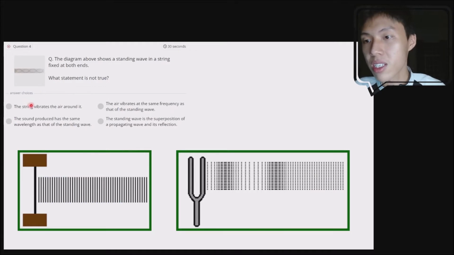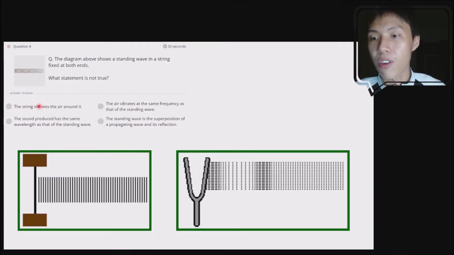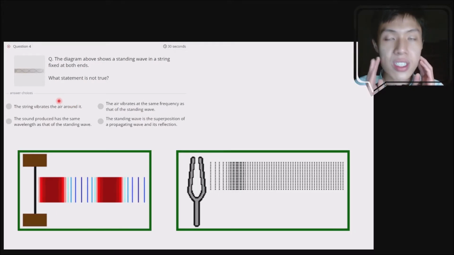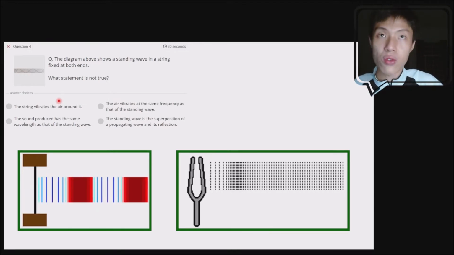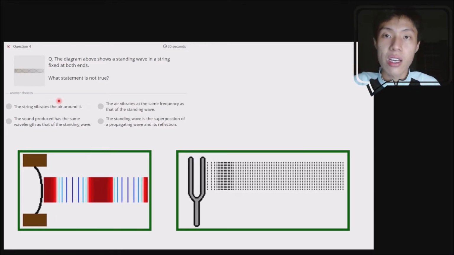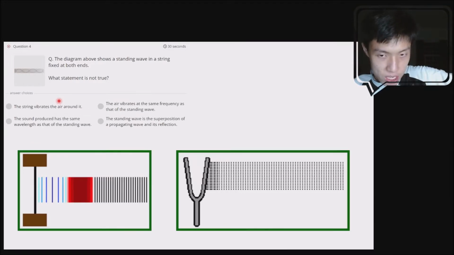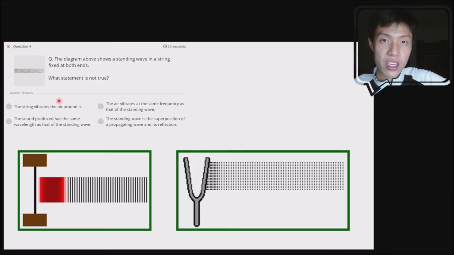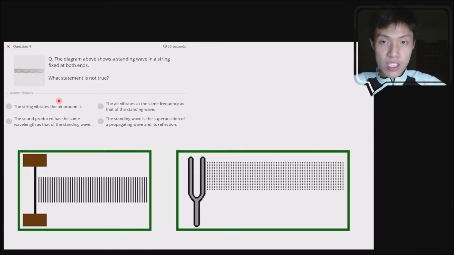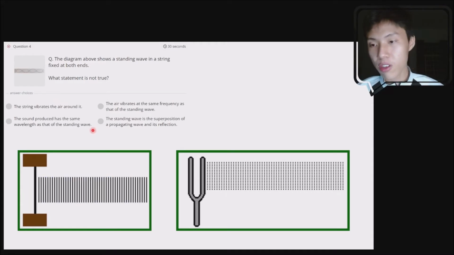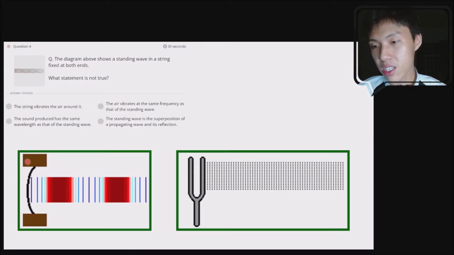So the first statement is the string vibrates the air around it. Well, this statement is true. This is how you are able to listen to a sound. Let's say you see someone playing a guitar. You are able to hear it because when the person strums or plucks the guitar string, the guitar string undergoes a standing wave. There's a standing wave produced on the string. So when a standing wave is produced at the string, you can think of it as a situation like this.